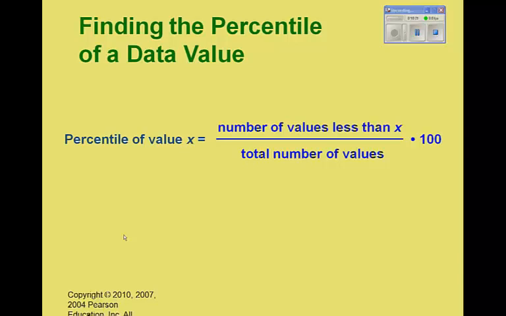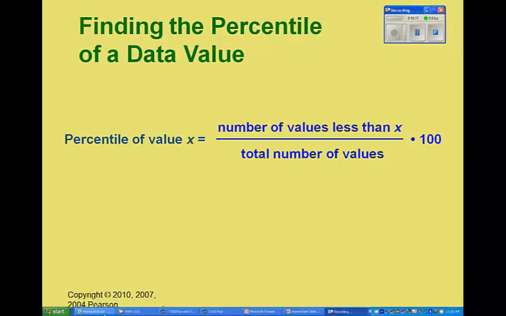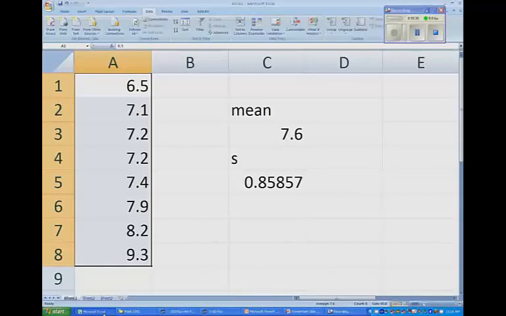Well, we have to look at the data, I guess. 6? If I check it out, yeah, 1 through 6 are all less than 8.2. There are 6 data values less than 8.2. How many total data values are there? 8. Well, 6 divided by 8 is going to be 0.75. Okay? If I multiply by 100, I get 75. So 8.2 is in the 75th percentile.